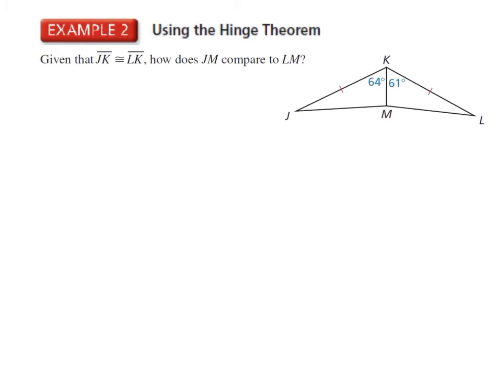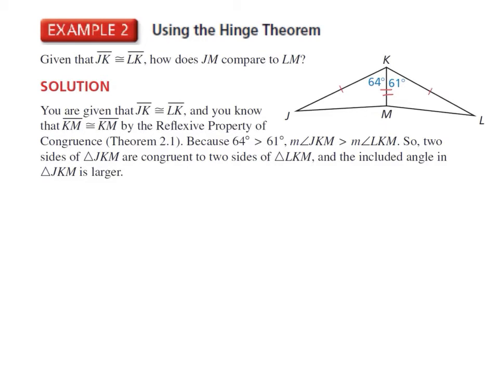All right, let's take a look at an example using the Hinge theorem. Given that JK is congruent to LK, how does JM compare to LM? Once again, we have a triangle sharing the same side, so we can mark KM congruent to itself. So we now have two corresponding sides congruent between the two triangles.